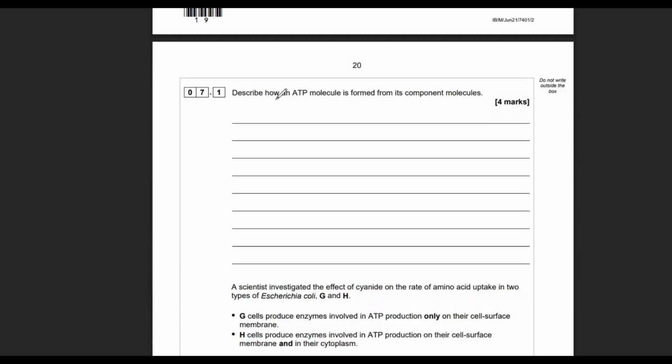Okay, so describe an ATP molecule. No, describe how an ATP molecule is formed from its component molecules. So we really want to say, what is the structure of an ATP molecule?